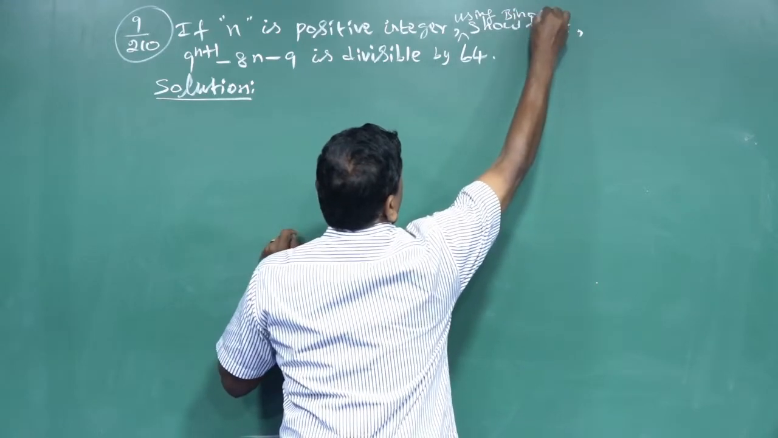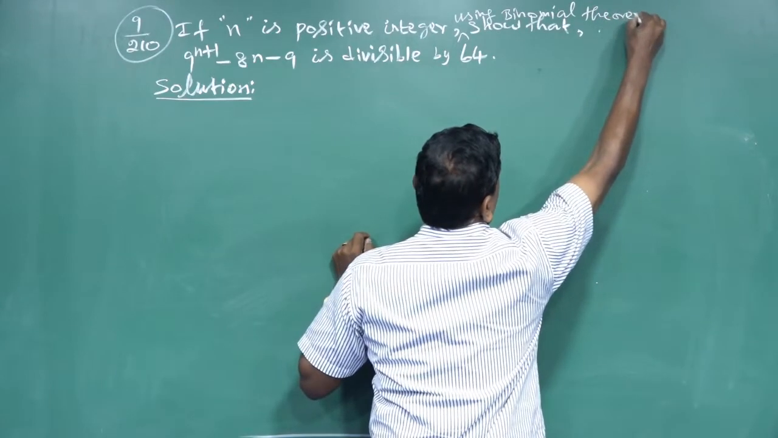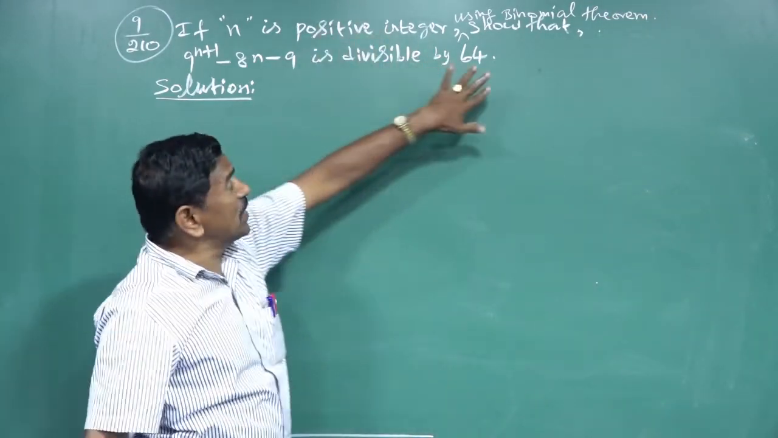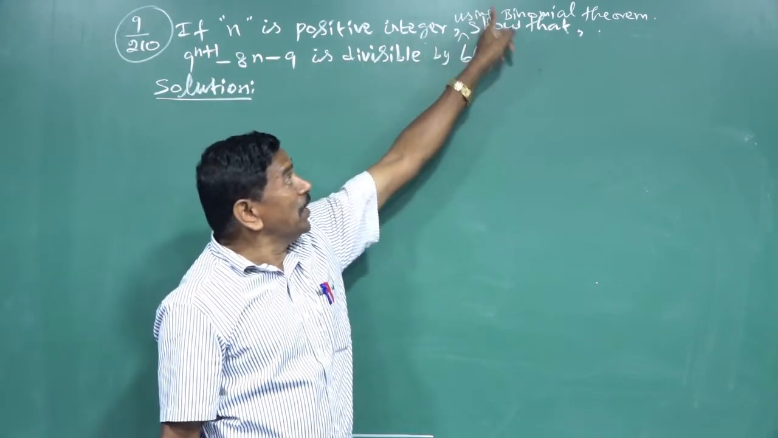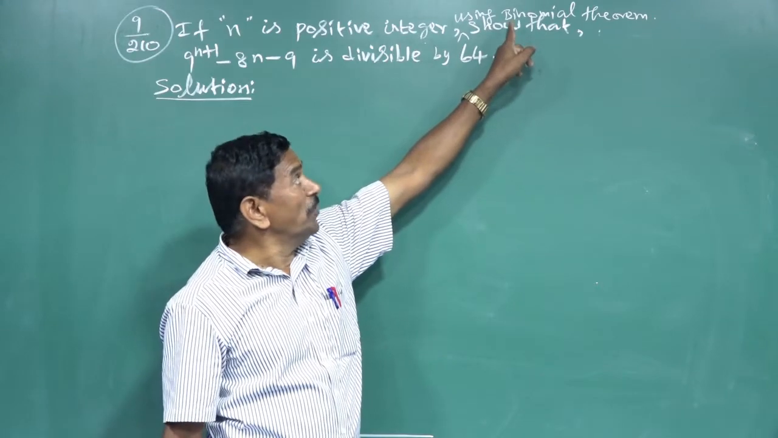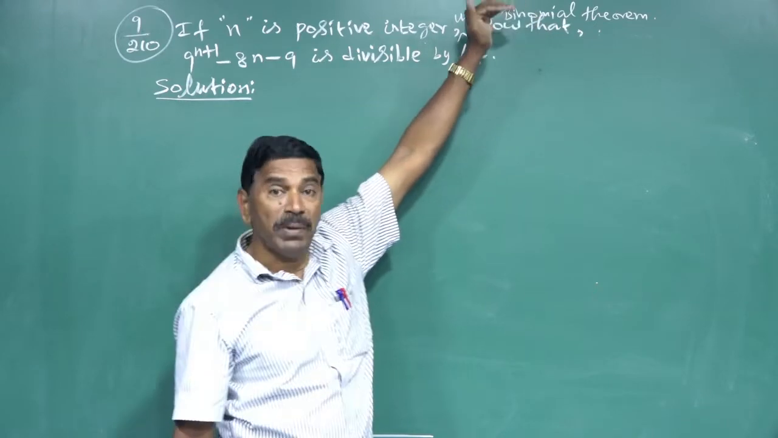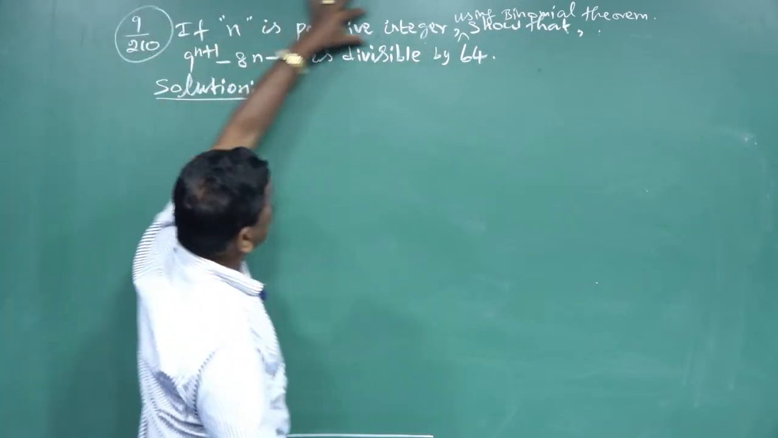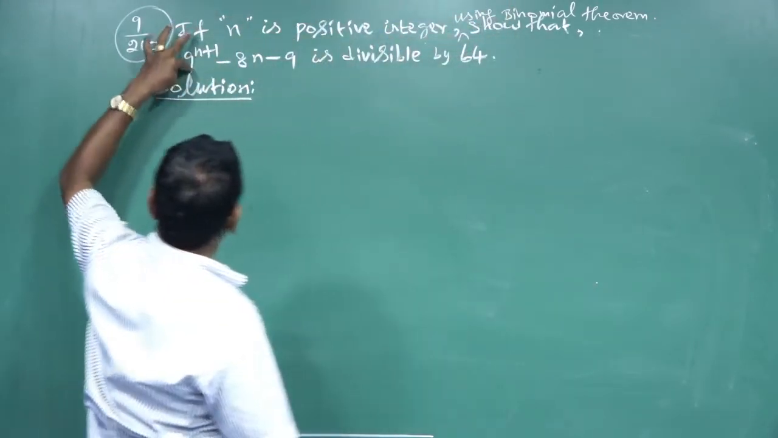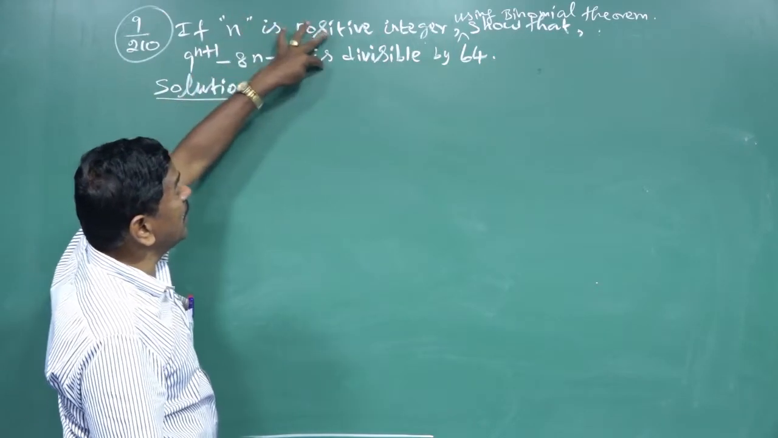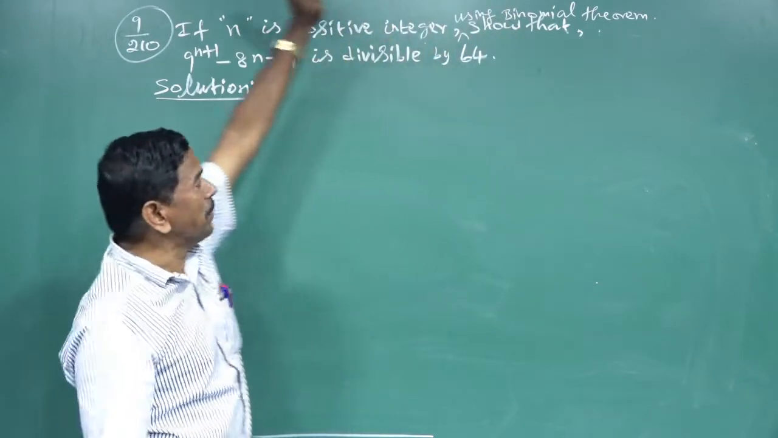So we should not forget to write using binomial theorem. Again, if n is a positive integer, using binomial theorem show that. That is important. The keyword is using binomial theorem, which means we have to use binomial theorem only. If n is a positive integer, then using binomial theorem show that 9 power n plus 1 minus 9n minus 9 is divisible by 64. So we must use binomial theorem. That is very important.